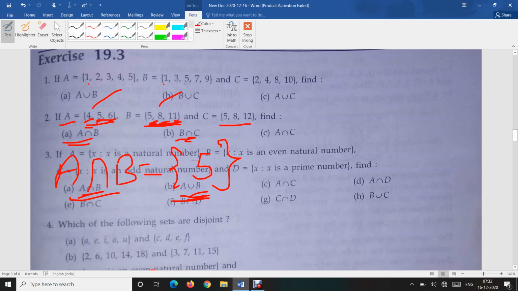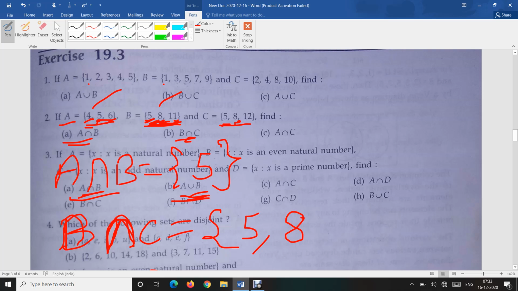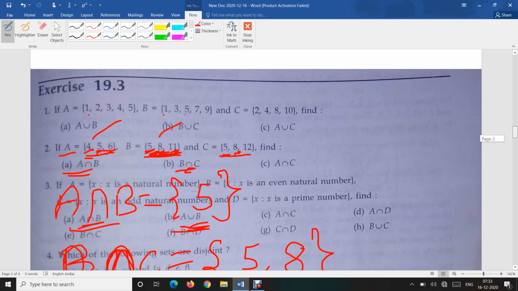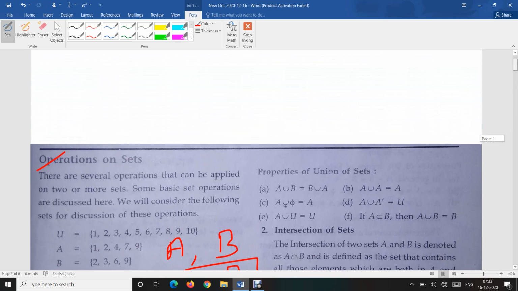Similarly you can find B intersection C. Again you have to see the common elements. 5 is present in set B as well as present in set C, so we will put 5 here. 8 is present in set B, and it is also present in set C, so 8 is also a common element in sets B and C. 11 is present in B but not present in C. So only 5 and 8 are the common elements from set B and set C. So B intersection C will be 5, 8. This is the intersection. Hope you understand the concept of intersection also.